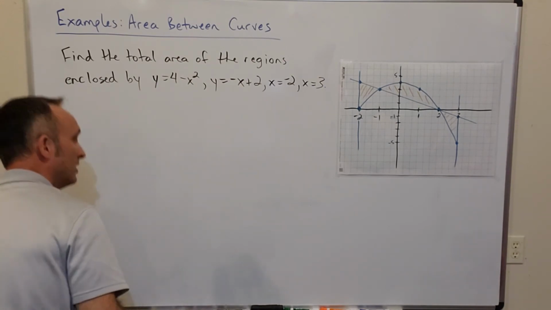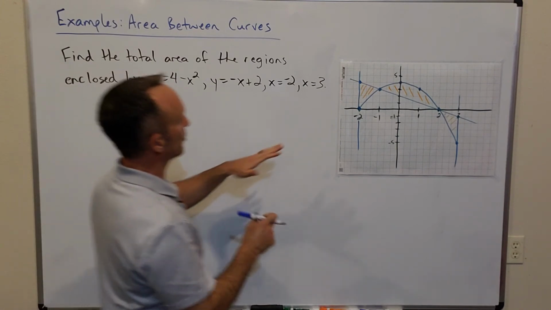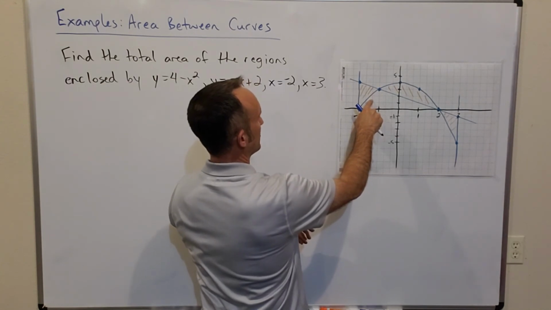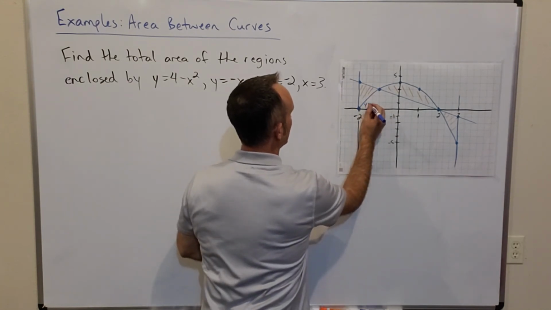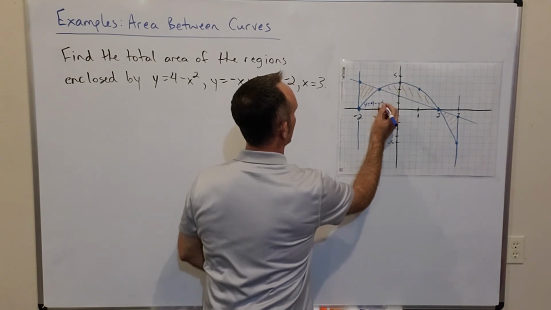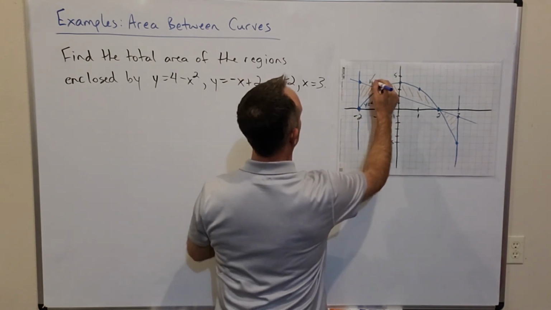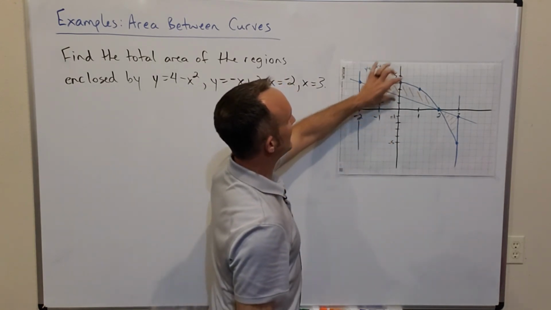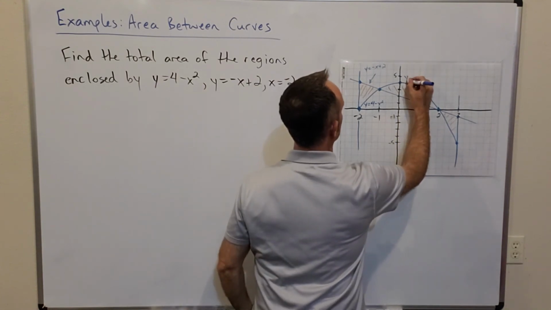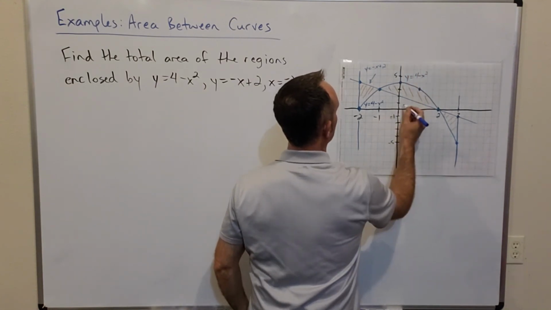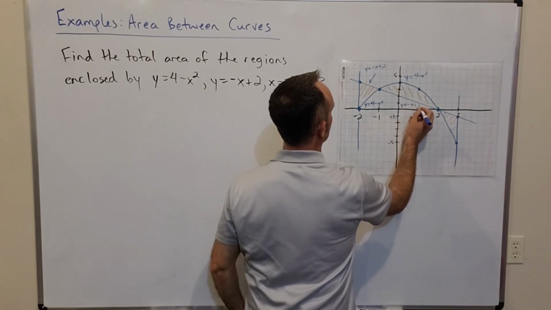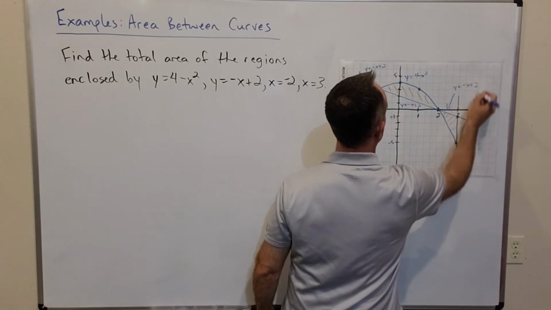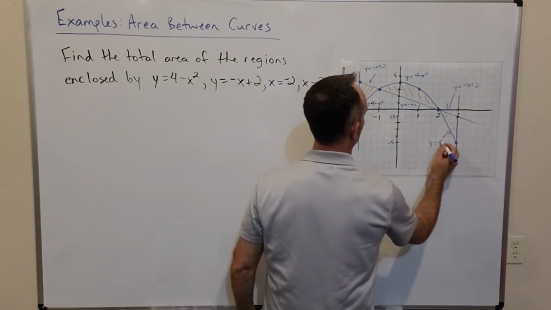Let's go ahead and label the functions. So in the first region, the parabola is the bottom, right? So I'm going to label it down here, y equals 4 minus x squared. And on top, I get y equals negative x plus 2. And then they switch places over here. So now my top is y equals 4 minus x squared, and my bottom is negative x plus 2. And then they switch again, where the top is negative x plus 2, and the bottom is 4 minus x squared.